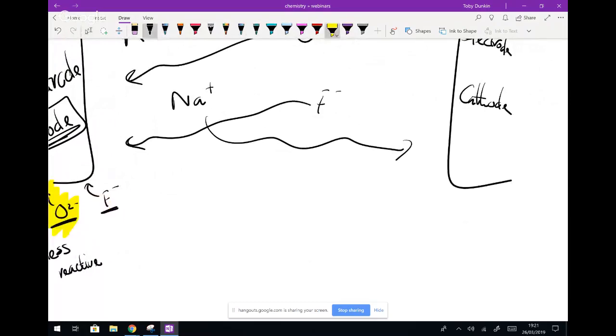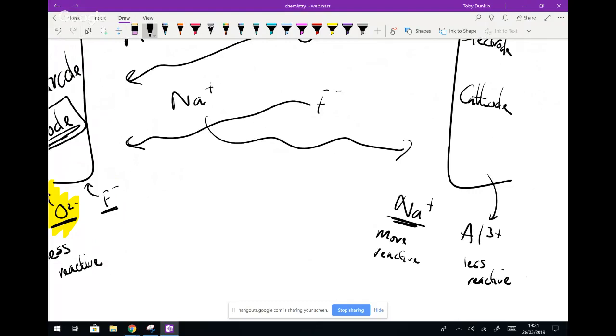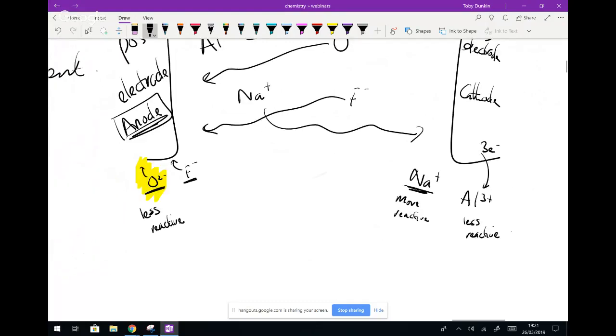Same thing with the sodium and aluminium. The sodium is more reactive, so it will not gain them. That's more reactive, whereas this is less reactive. So the one that's going to take the electrons is going to be the aluminium, and it's going to take 3 of them. It's nice to see our half equations appearing.